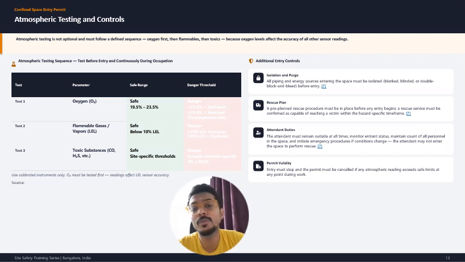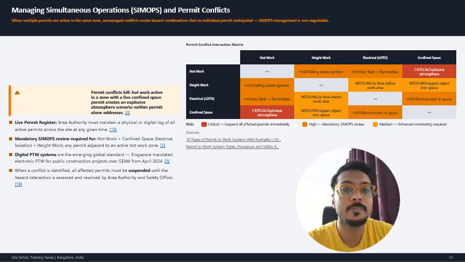For additional entry, we should do the isolation plan: all the piping, energy, entrant, blanketing, and the rescue plan. As we all said, before starting we should prepare the rescue. Attendant duties: we should have a continuous attendant. He cannot do any other job, he has to stand over there. Permit validity: if entry must stop, the permit validity is cancelled. If the atmospheric conditions change, we should think about the atmospheric conditions before we start.